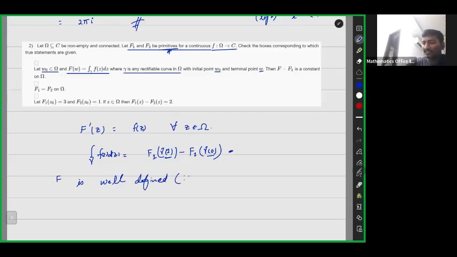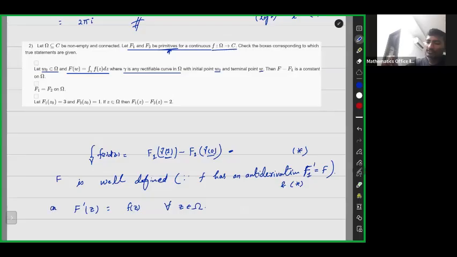Why? Since f already has an antiderivative. Capital F1 or F2, in fact, is F1 small f, and we use a star. Let's say this is our condition. So it is well defined and this holds. Now the proof is obvious.